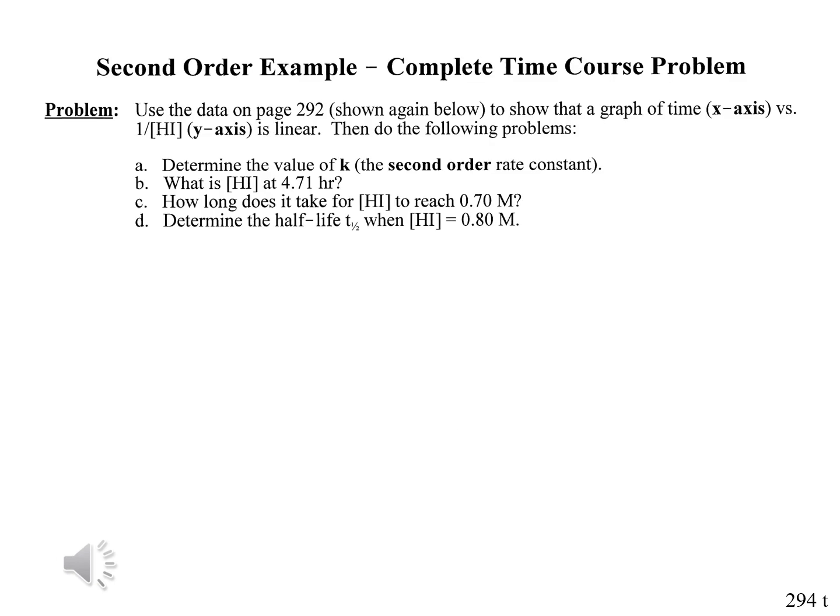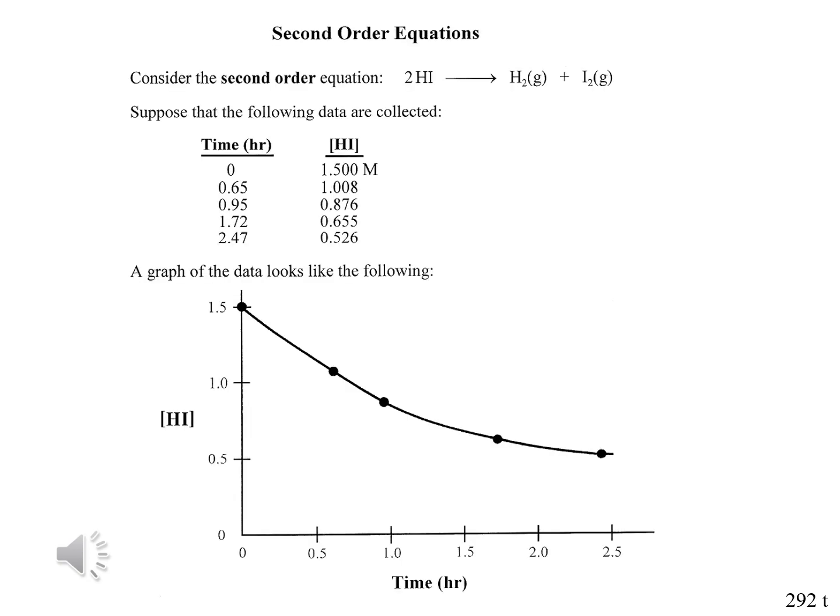I wanted to do a complete second order problem here to show you how it's different from first order. It looks a lot the same, except that the math is slightly different. So I'm going to use the data on page 292 that we were showing second order curves with. And first of all, in part A, I want to determine the value of k. This is the curve with the time data.